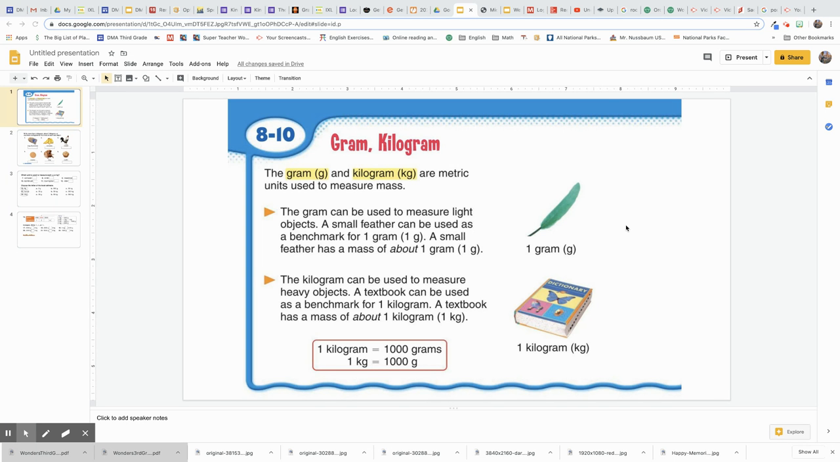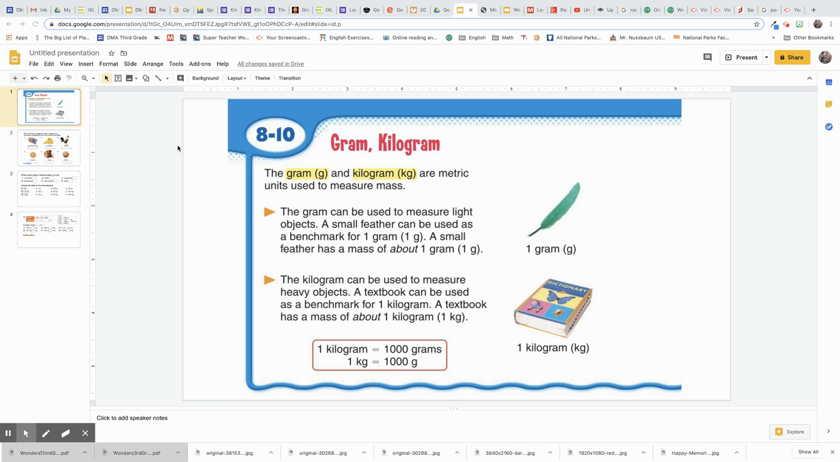And if you see the conversion on this page, it takes 1,000 grams to equal 1 kilogram. So 1,000 feathers would equal the same amount of mass as that one dictionary. You'd need 1,000 feathers to be the same mass as the dictionary. Okay, so keep that in mind. And remember, grams are for smaller objects to measure, or lighter objects, and kilograms are for heavier objects.